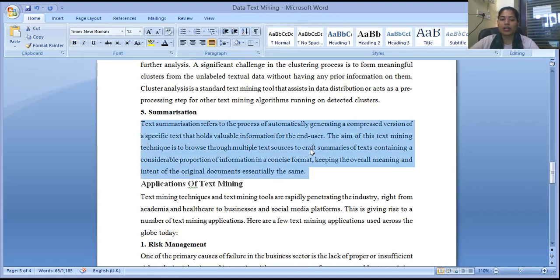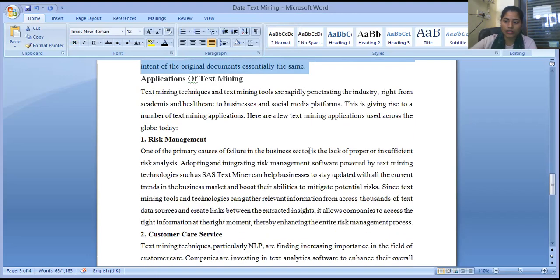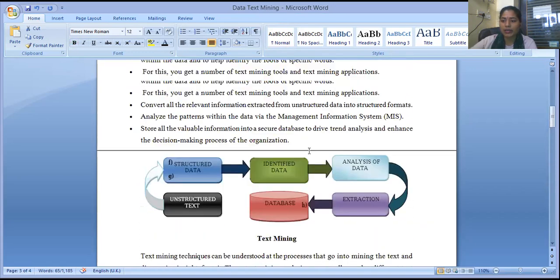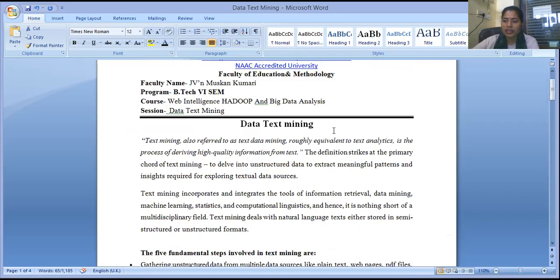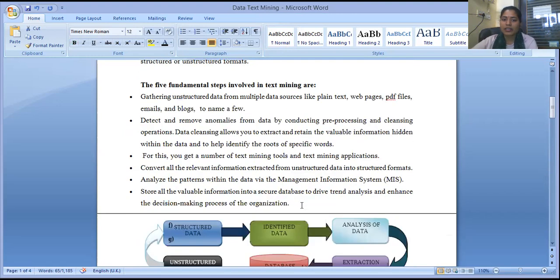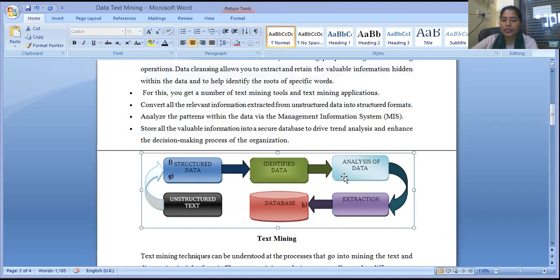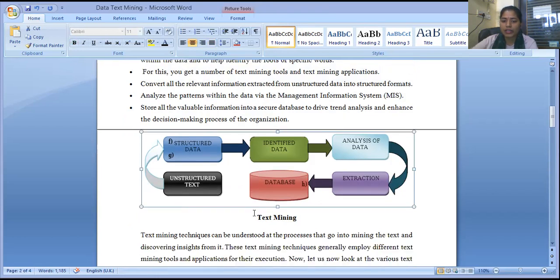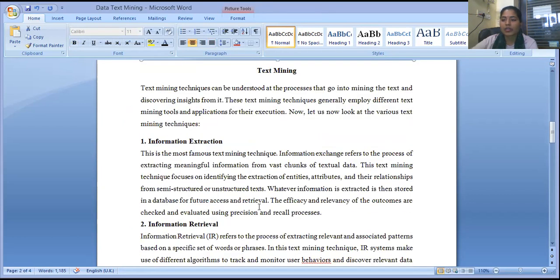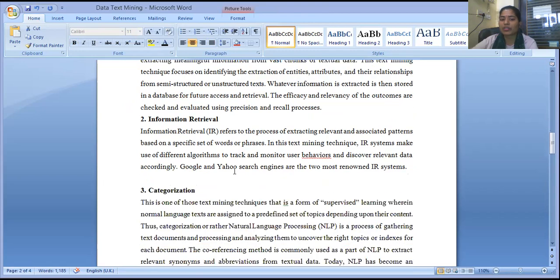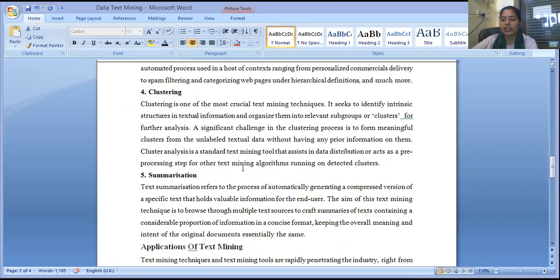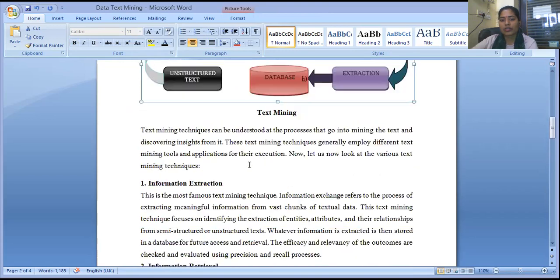So this is basically what I have discussed in this session, like text mining. In text mining, there are some important and fundamental points which you should keep in mind, which I have discussed here. And this is the diagram which shows how text mining happens, isn't it? And there are some techniques of text mining which I have discussed: information extraction, information retrieval, categorization, clustering, and summarization. So this is all about today's session.